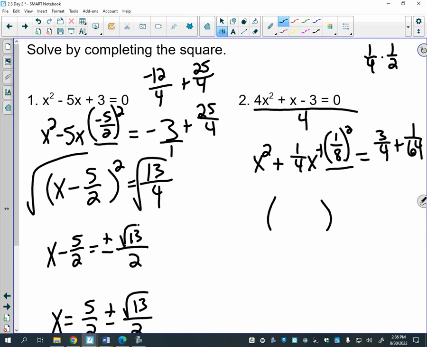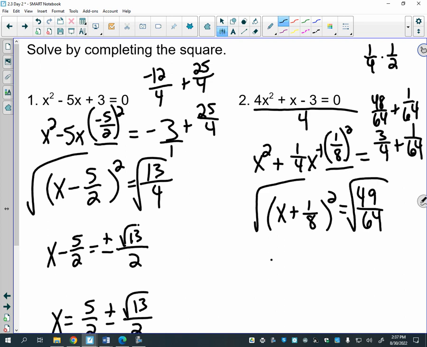And again, if you follow that pattern, every time when you factor, it's always that number before you squared it. So that's x plus 1/8 squared. And over here, I got to do some math. 4 times 16 is 64. So I got to do 3 times 16 on the top. So that would be 48 over 64 plus 1 over 64, which works out really nice to give me 49 over 64. So when I take the square root of both sides, I get x plus 1/8 equals plus or minus, and that's a perfect square. So that's 7 over 8.